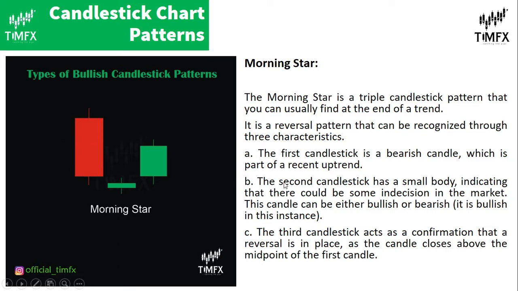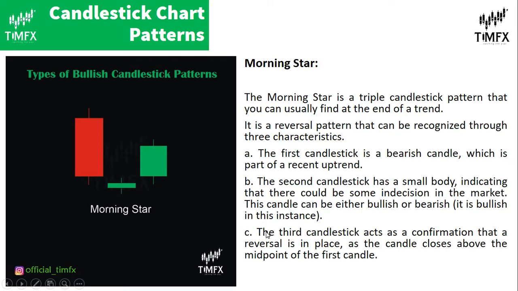Second, the second candlestick has a small body, indicating that there could be some indecision in the market, which is this candlestick here. This candlestick can be either bullish or bearish, but in this instance it is bullish, which is green. Our green candlestick represents bullish, our red candlestick represents bearish.